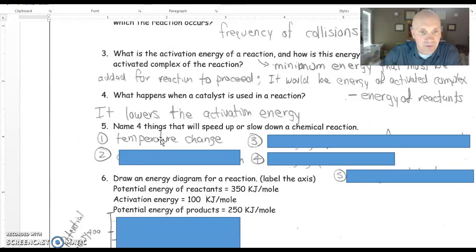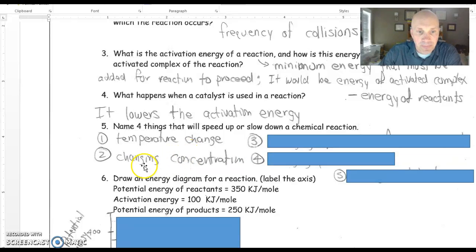First of all, temperature change. Generally, if you heat things up, the reaction is going to go faster. Second thing, changing the concentration. If you have the same amount of materials in less space, there's a higher likelihood that they will collide with each other.